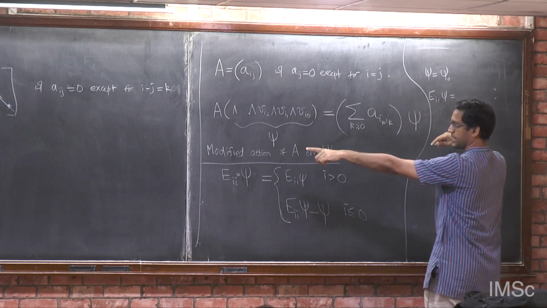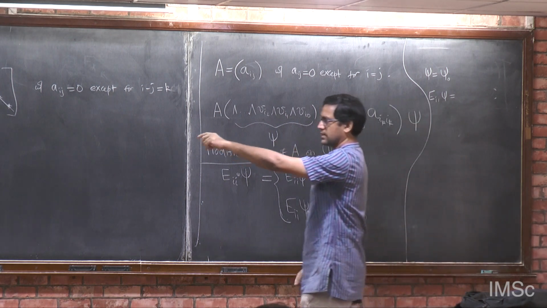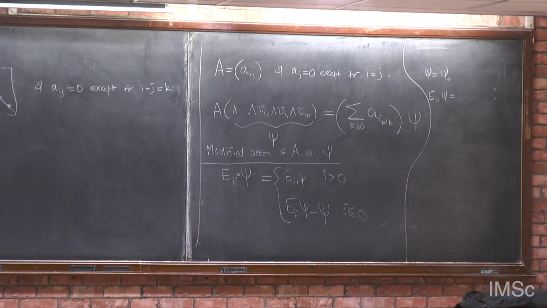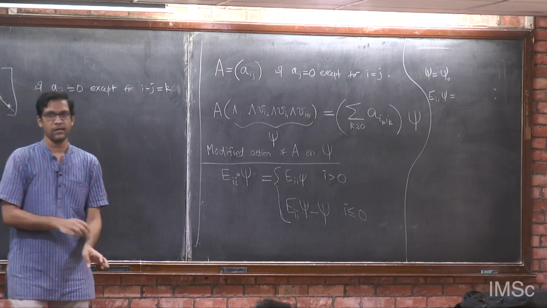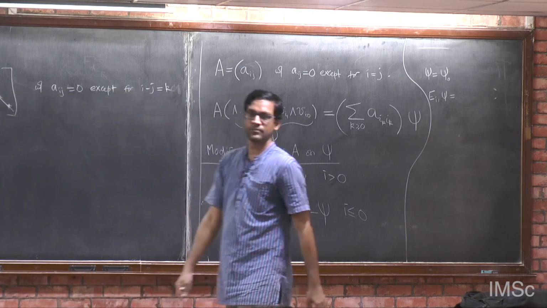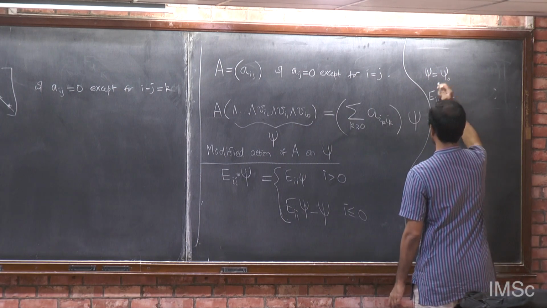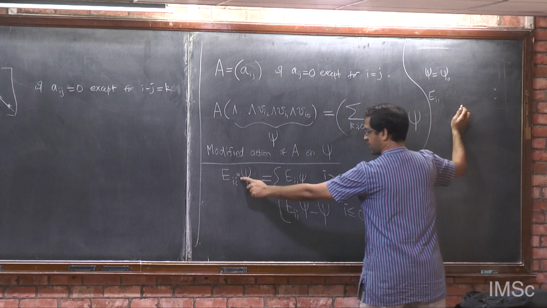By definition, it will pull out. So what will it do, right? That's the action. It will act term by term. E_ii acting on any v_i will give you back v_i, but all other v_j's will be killed. So observe how to figure out E_ii on psi. This is the usual action, by the way. This is a modified action.